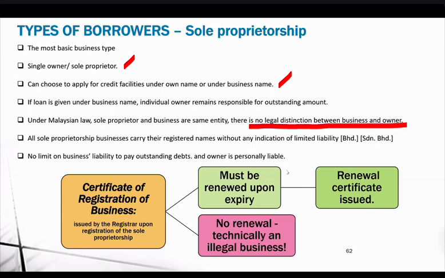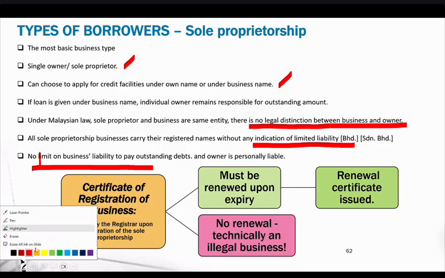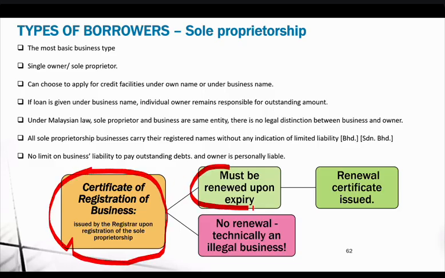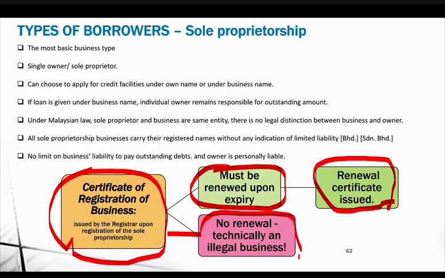All sole proprietorships must carry the name without any indication of limited liability. And there's unlimited liability here, so you can write down no limit on business liability. We call it unlimited liability. All sole proprietorships must have a certificate of business registration, and they must renew it. They have what they call a renewal certificate. If they don't renew, it is technically an illegal business, so that's not good.